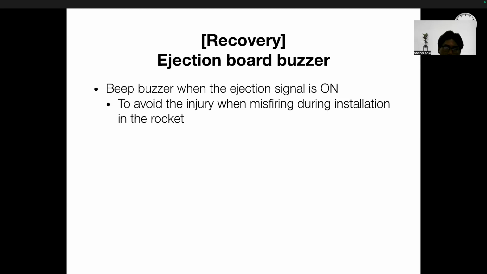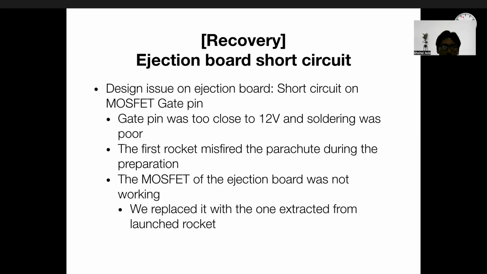The next one is also a suggestion from myself. Because we have observed there is a risk of mis-ejection of the parachute, and I think this is a risk for everyone working around the rocket. So once the ejection pin is turned high, I suggest that we beep a buzzer. When the ejection signal is on, we also beep the buzzer. This is just a safety measure.